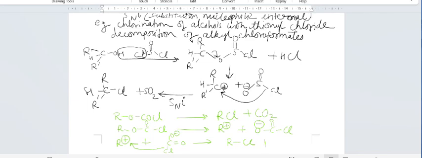This is another example of the SNi mechanism. I think it will be clear now what the difference is between the SN1, SN2 and SNi mechanisms. Thank you.